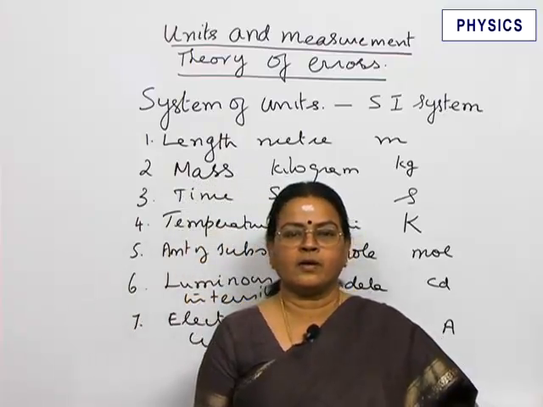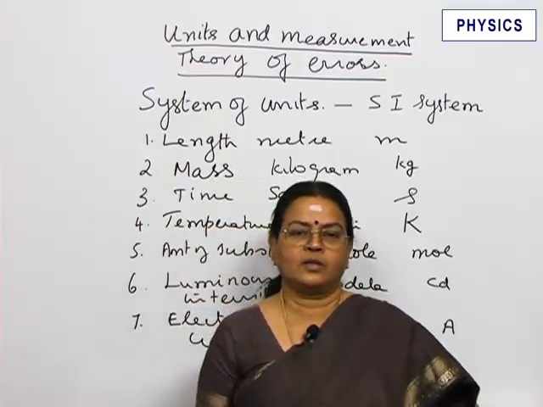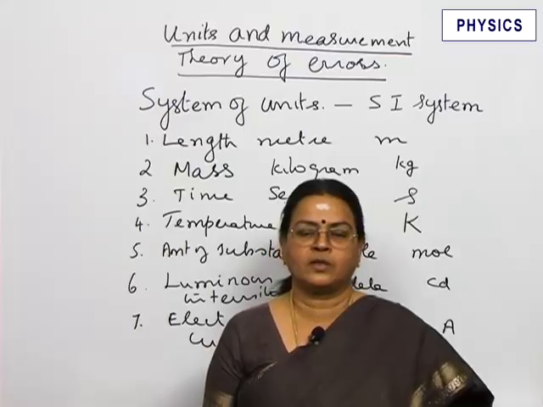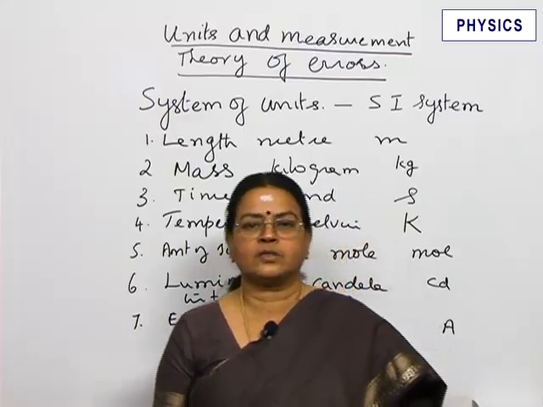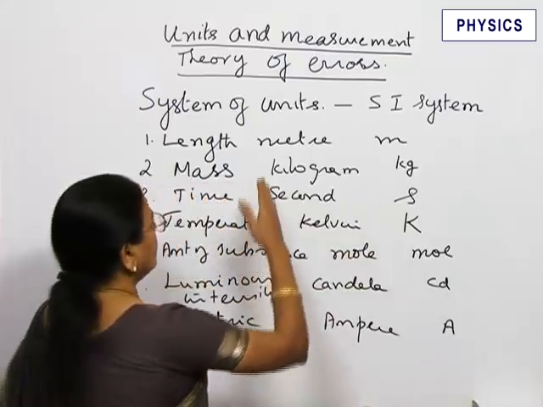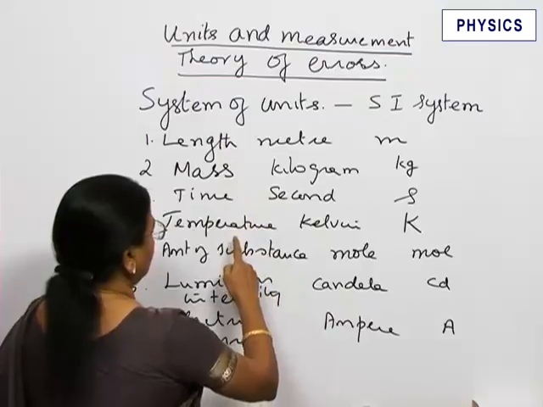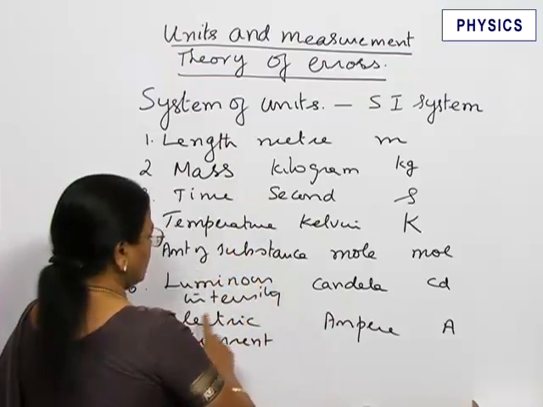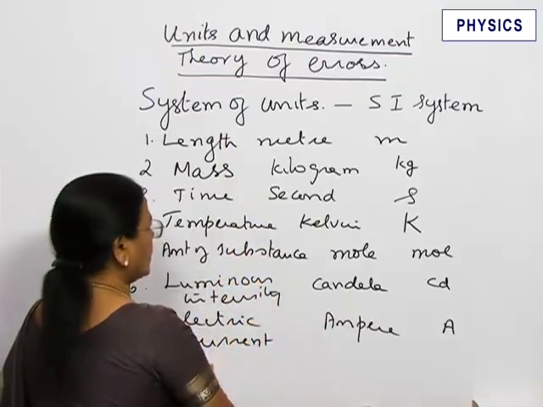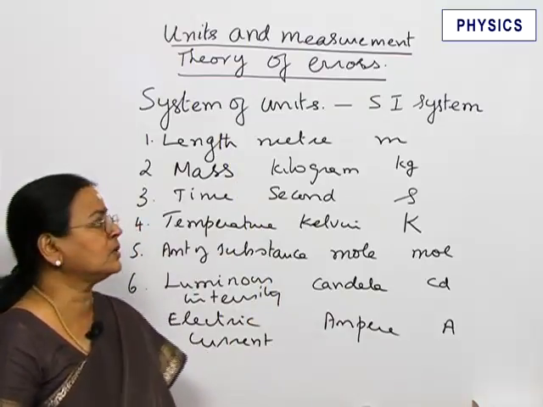So, first of all, we have to know the system of units in which we are going to make the measurement. The latest system is System International, in which we have the following fundamental quantities: length, mass, time, temperature, amount of substance, luminous intensity and electric current. So, in this system there are 7 fundamental quantities.